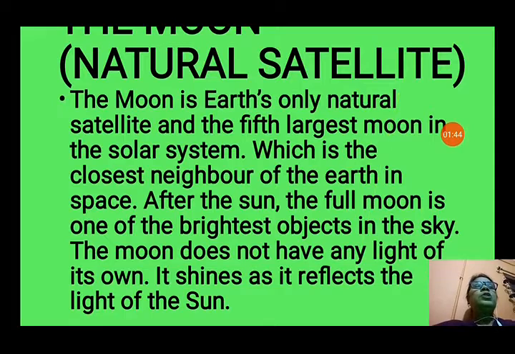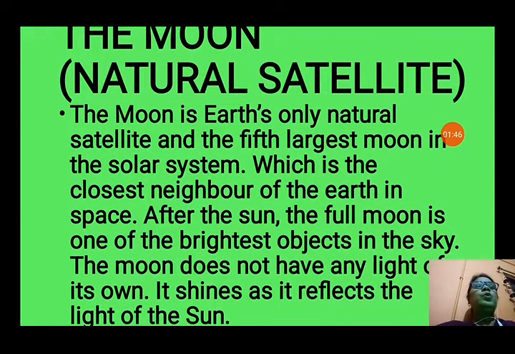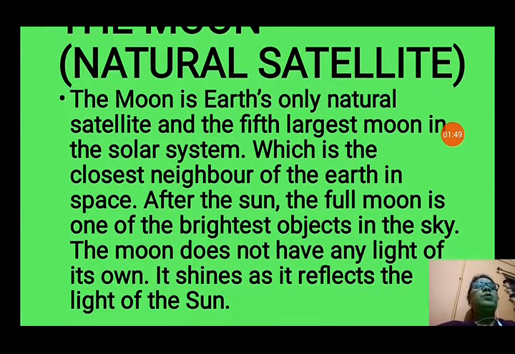Now the Moon, the natural satellite. Some more important information about the Moon. The Moon is Earth's only natural satellite and the fifth largest moon in the solar system. So in the whole solar system, the Moon is the fifth largest one, which is the closest neighbor of the Earth in space. So the Moon is our nearest neighbor in space.